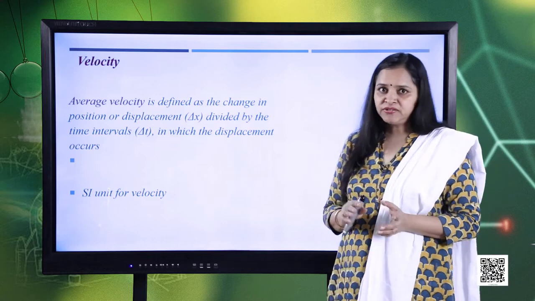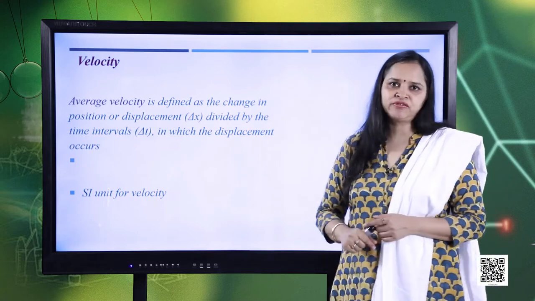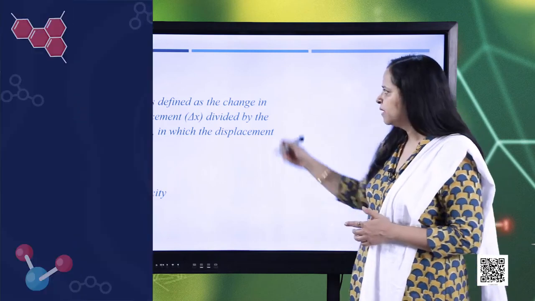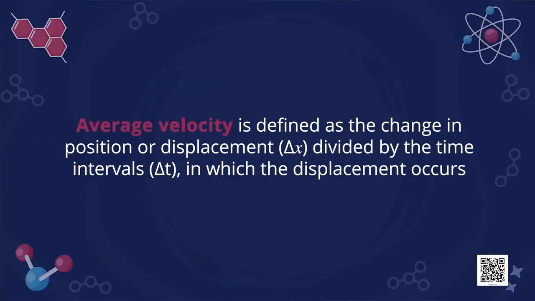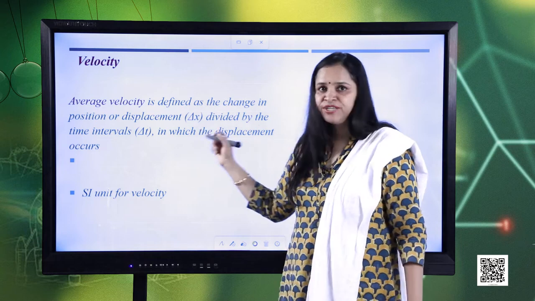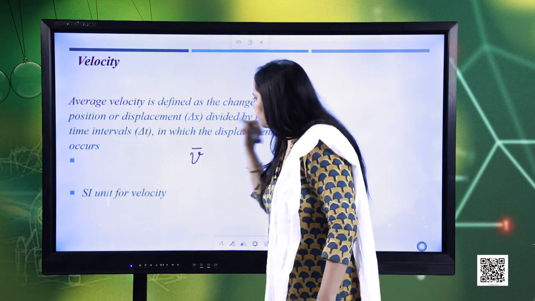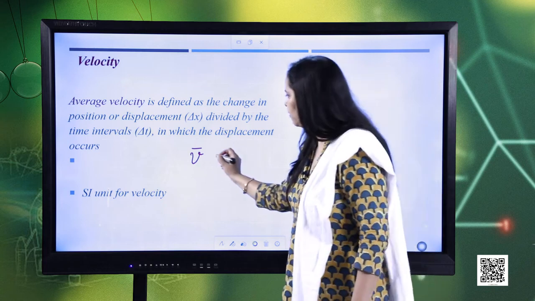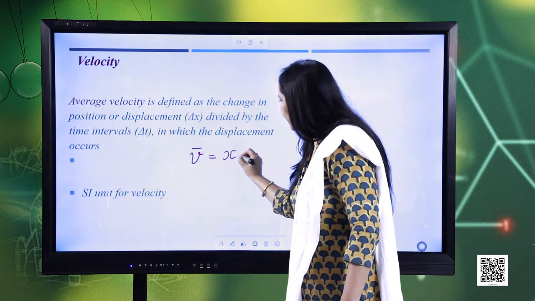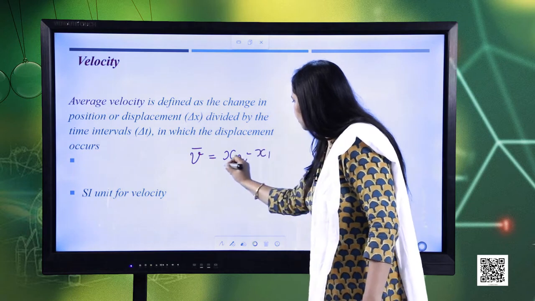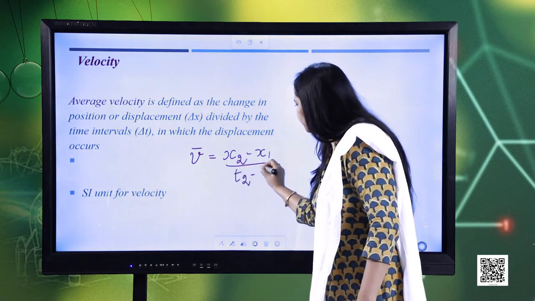Now this velocity we describe in terms of average velocity. How do we define the average velocity? It is defined as the change in position, or displacement, delta x, divided by the time interval delta t, the time interval in which the displacement occurs. We express this mathematically, with v bar as the symbol for the average velocity, as v bar equal to (x2 minus x1) over (t2 minus t1).